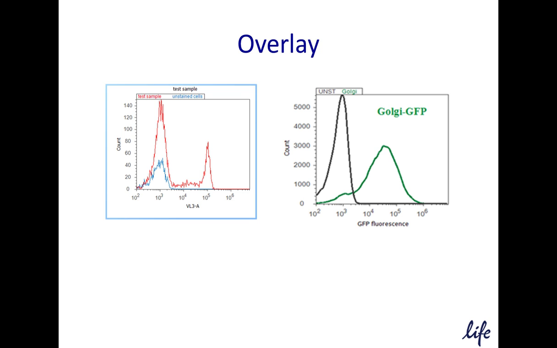Overlay plots are made by combining the data from different sample files and displaying them together on the same plot. These can be very useful for comparing results of different samples within the same experiment. Dot plots can also be displayed in an overlay format.